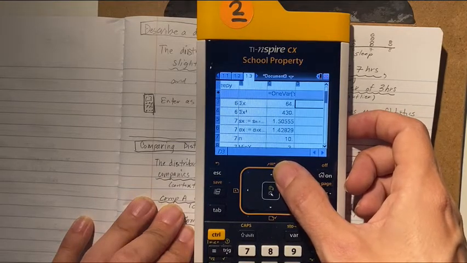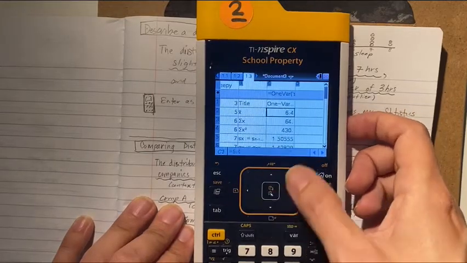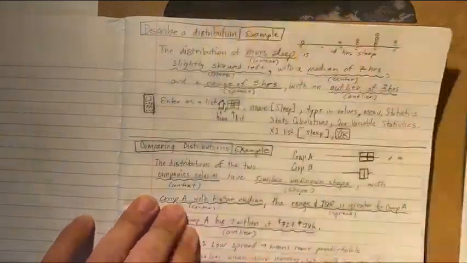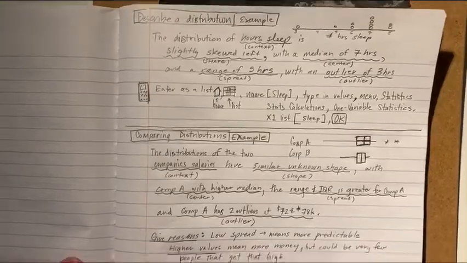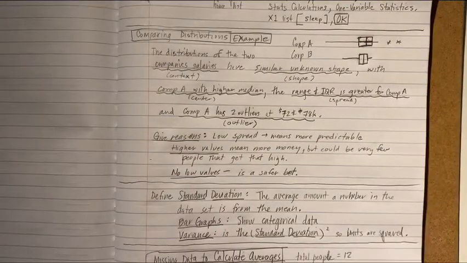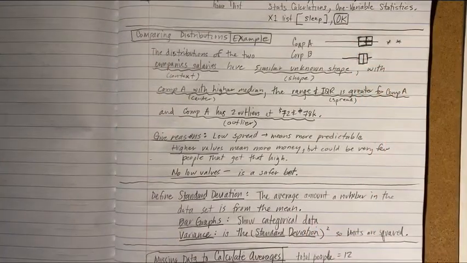Let's go up here. So my standard deviation is 1.5 and my mean is 6.4. This calculator did everything with my one variable stats. Okay. Now, what would be more likely? Well, we have to really soup up these free response questions. So more likely you'd be comparing two distributions.